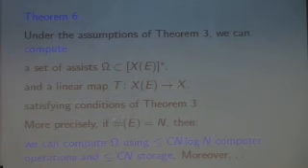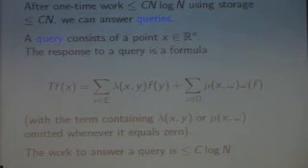So what does that mean? Okay, so we can efficiently compute all this stuff. What does it mean to compute it efficiently? Well, we can compute the assists using at most Cn log n operations and at most Cn storage. Moreover, after one-time work at most Cn log n, using storage at most Cn, we can answer queries. What's a query? A query is a point x in Rn, and the response to the query is a formula like this, explaining what Tf of x is.